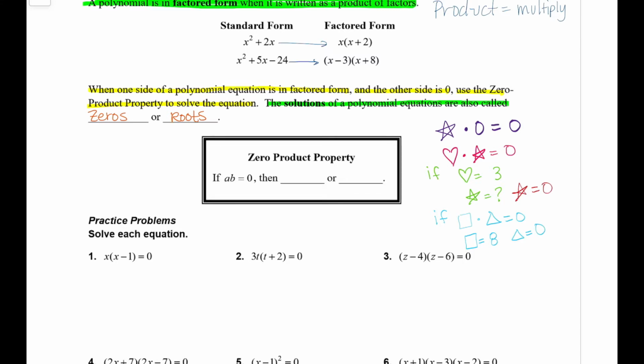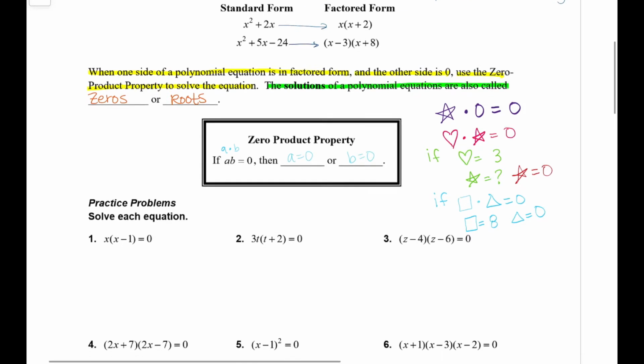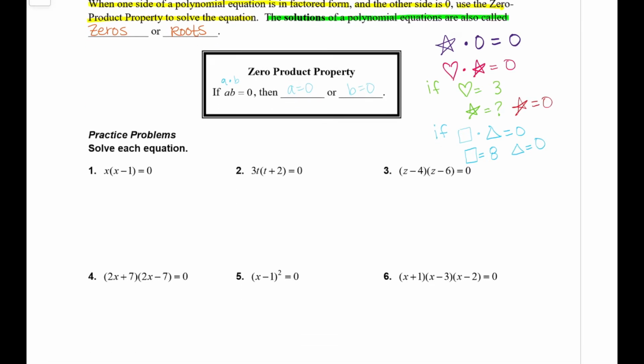So let's look over at this zero product property. If I am told that A times B equals 0, then either my A has to equal 0 or my B has to equal 0. So let's look at number 1. I have two things that are multiplied together. I have x, and that is multiplied by an x minus 1. So since we have two things that are multiplying together to equal 0, then either the x has to equal 0 or the x minus 1 has to equal 0.